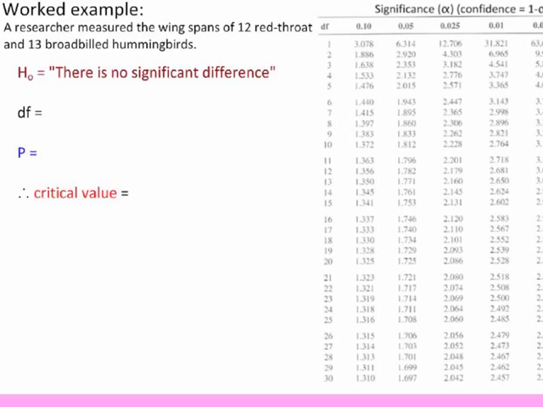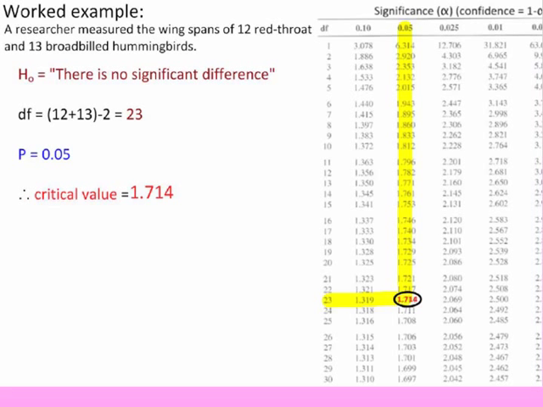Our degrees of freedom in this case: how many samples do we have from each population? We have 12 red-throat hummingbirds and 13 broad-billed hummingbirds. So our degrees of freedom would be 12 plus 13 minus 2, which gives us 23 degrees of freedom. Remember that the value for p is always 0.05, and if we look under the correct column, 0.05, we go down until we find the row for 23 degrees of freedom. Therefore, the critical value is 1.714. So what does this mean?